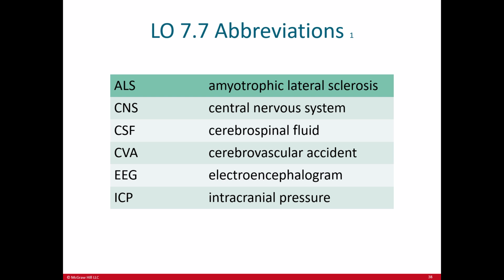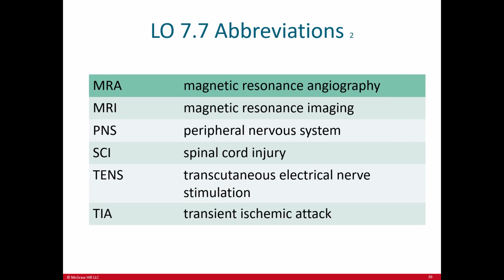So here we have ALS, again, which is amyotrophic lateral sclerosis, or Lou Gehrig's disease. CNS, central nervous system. CSF, cerebrospinal fluid. CVA, cerebrovascular accident. Remember, this is a stroke. EEG is electroencephalogram. ICP, intracranial pressure. Then we have MRA, magnetic resonance angiography. MRI, magnetic resonance imaging. PNS, peripheral nervous system.